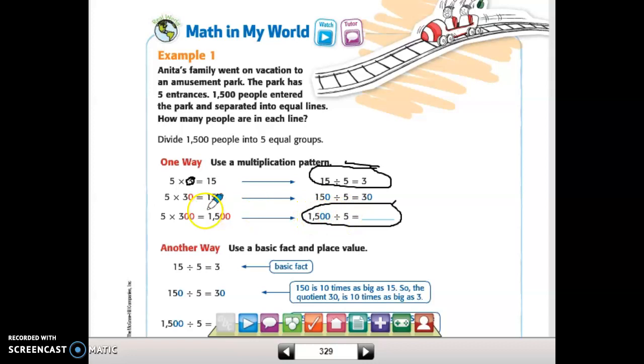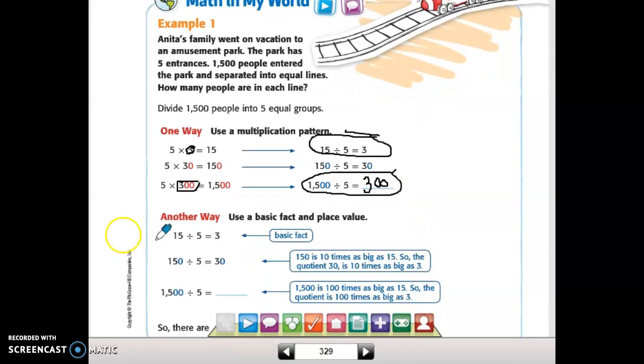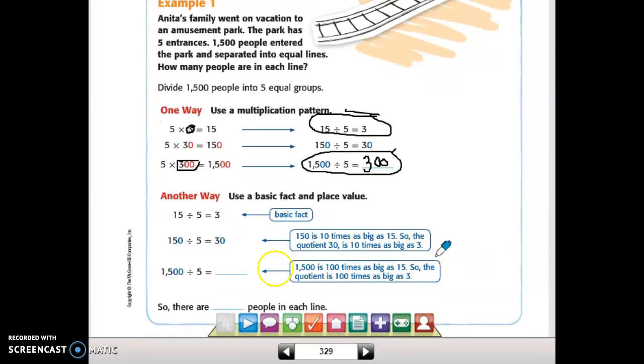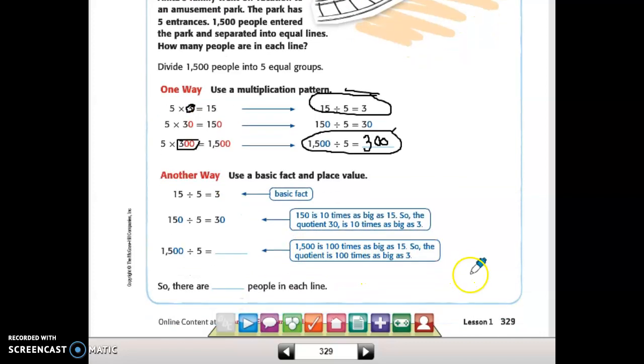1,500 divided by 5, as shown over here, is going to be 300. So on the line, we're going to write 300. And that's basically what it's showing here. 150 is 10 times as big as 5, so the quotient 30 is 10 times as big as 3. 1,500 is 100 times as big as 15, so the quotient is 100 times as big as 3. So there are 300 people in each line.